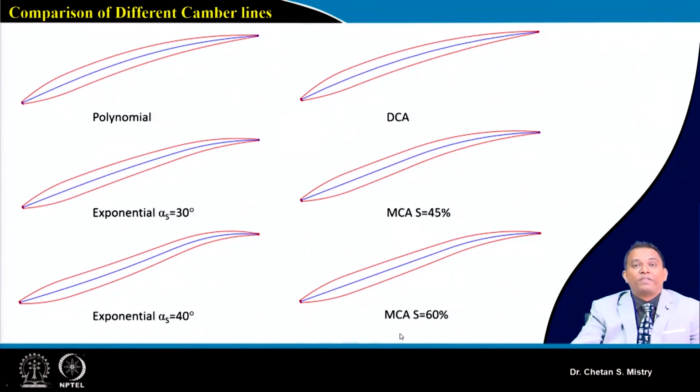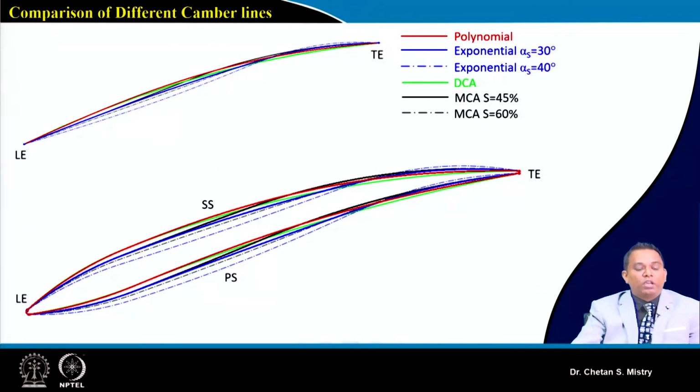This is when my inflection point is placed at 60% of my chord. So we can see the clear difference, clear variation. That's what happens by changing the position of my inflection point for a multiple circular arc camber line. Now here in this case, this is a representation of different camber lines. This red one represents my polynomial camber line with all the inputs we have discussed. We will have the exponential.